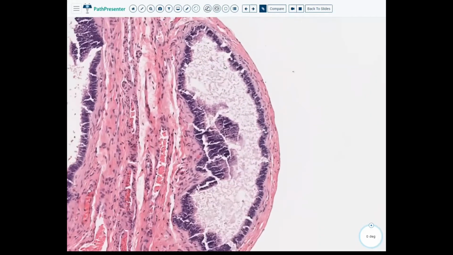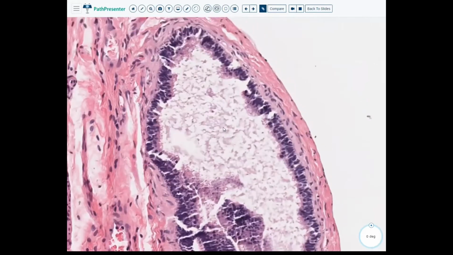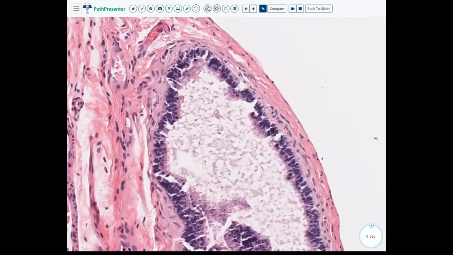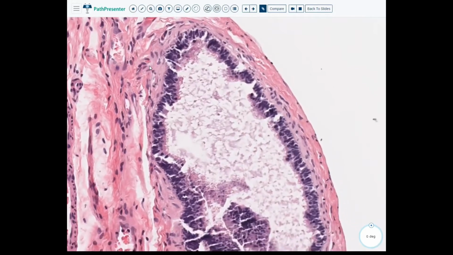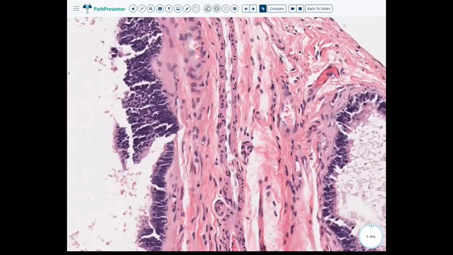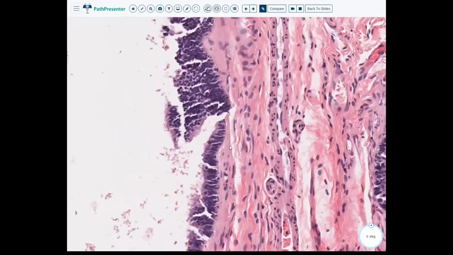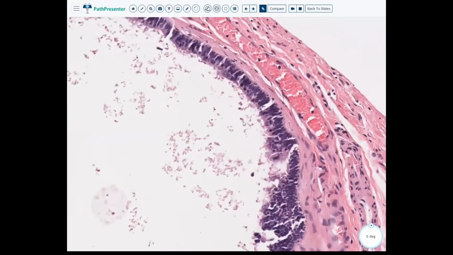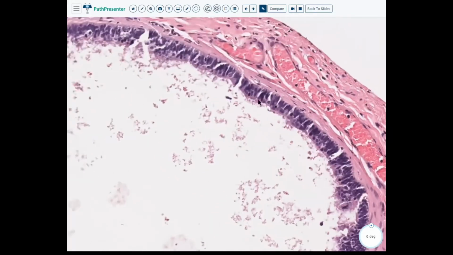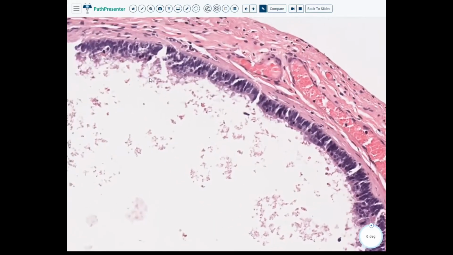And these cells actually are intact. So they're columnar, kind of hard to tell, but they almost look pseudostratified here, but this is definitely columnar epithelium. Also these dilated vessels.